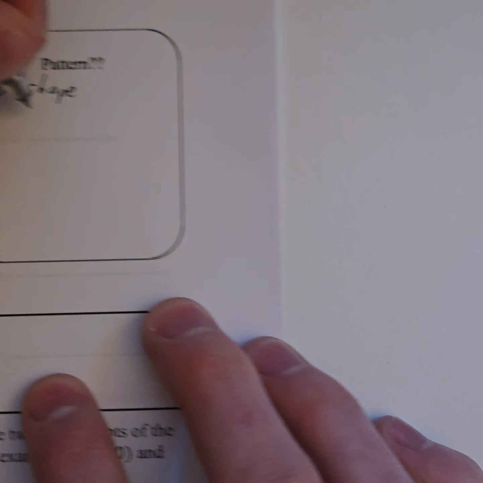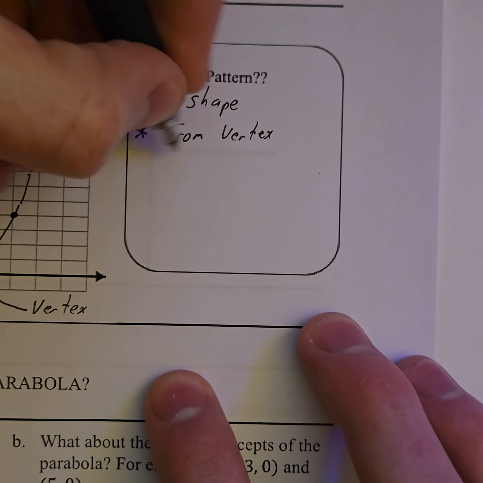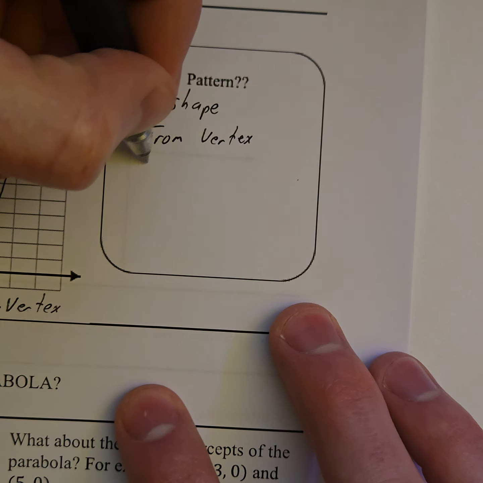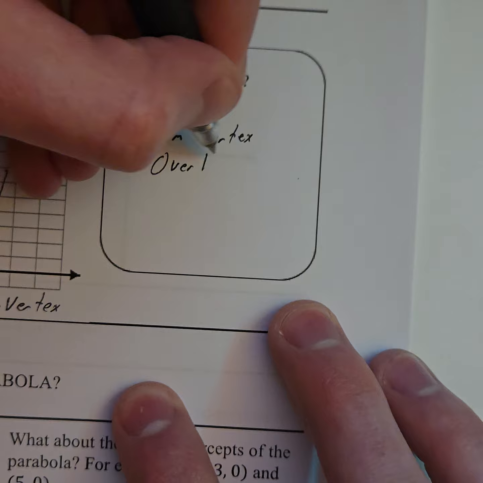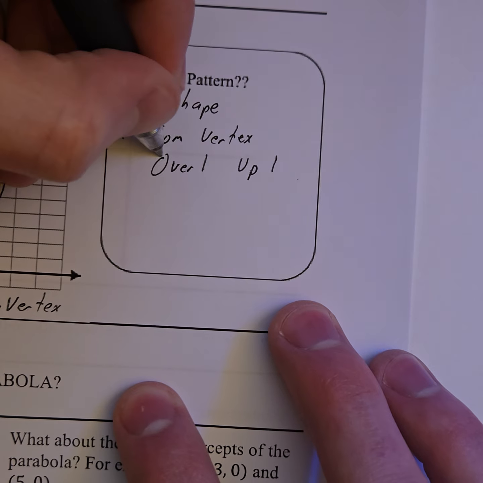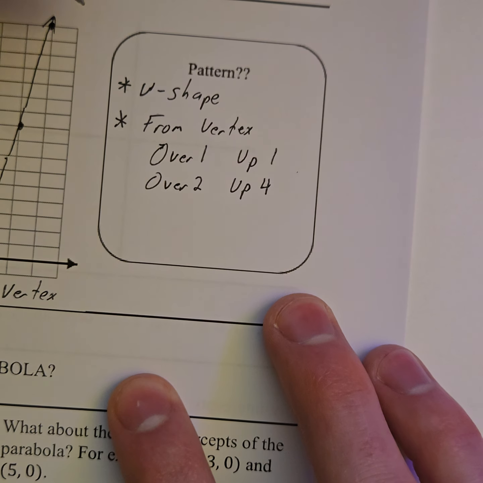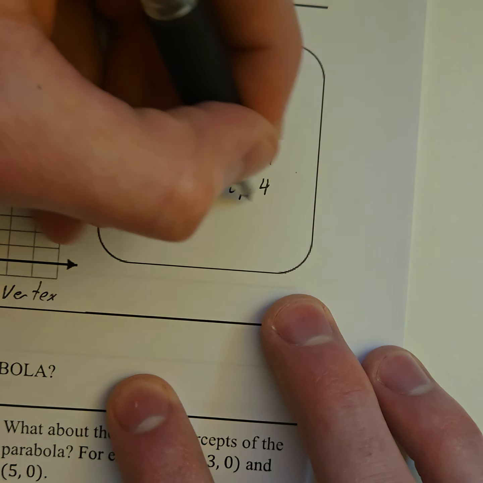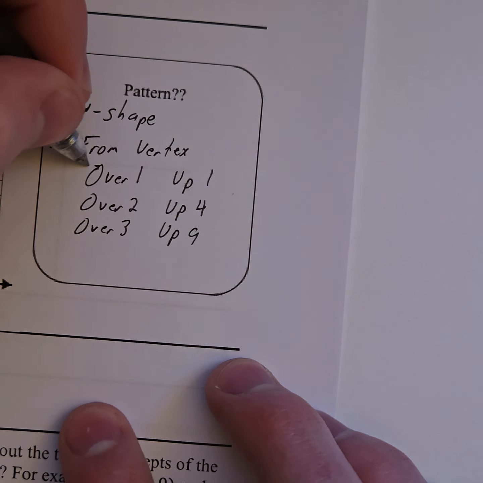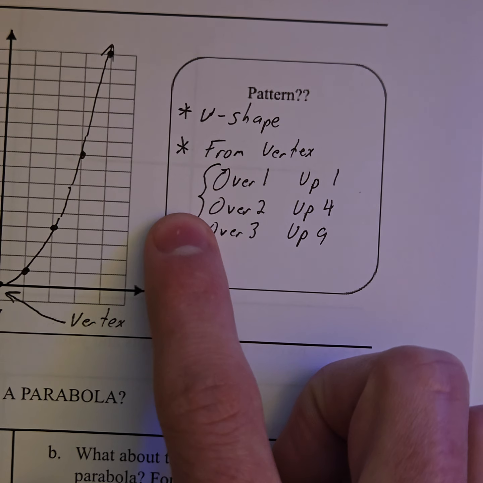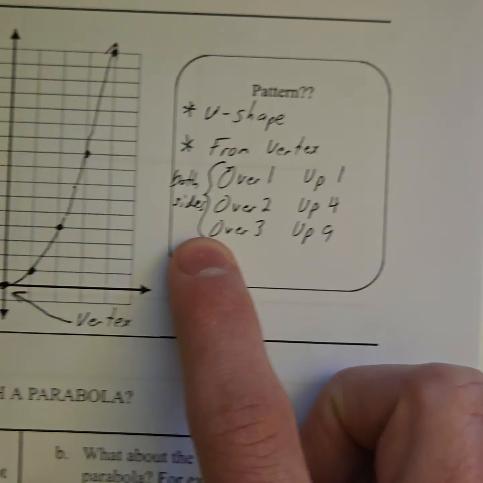So let's write that down. So from the vertex, on both sides, let's just write it. So they go over 1, up 1. Okay, then they go over 2, up 4. Over 3, up 9. That's the pattern that they follow on both sides. So let's make a little note here that this is happening on both sides.